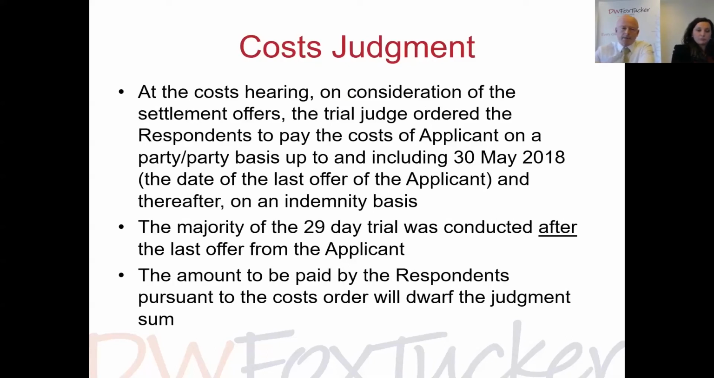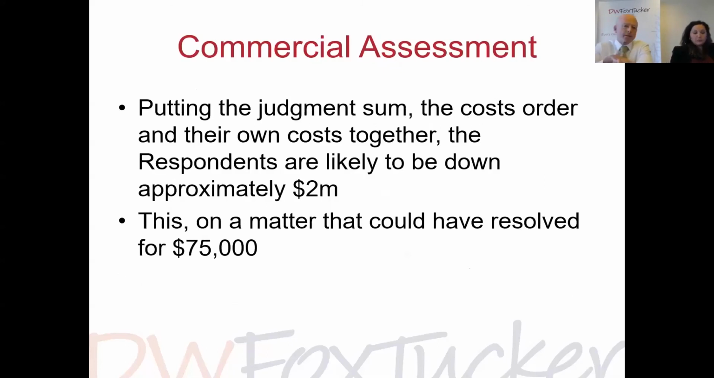Indemnity basis costs are precisely what they say, to indemnify a party, and essentially it allows the party to recover much closer to 100% of the costs that they've expended. And given that the 29-day trial was conducted, or most of it was conducted, after that last offer, the costs award is going to be significantly more than the judgment sum. So, in very rough terms, on a matter that could have been settled for $75,000, putting into the equation counsel's accounts, your own costs, the cost order that you're going to be meeting, and the judgment sum, the respondent's going to be down to the tune of approximately $2 million.